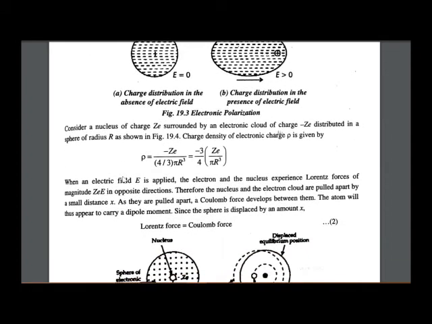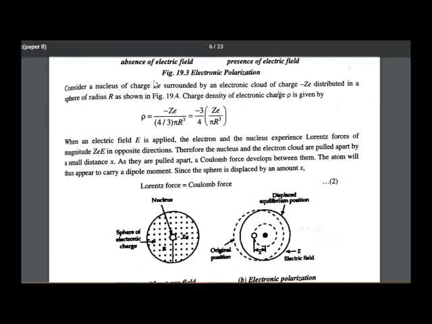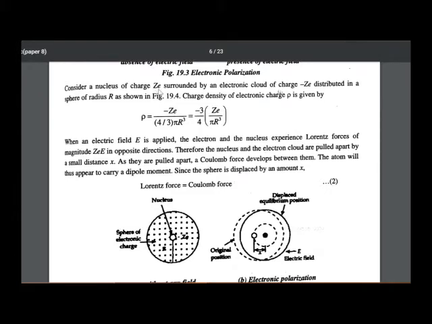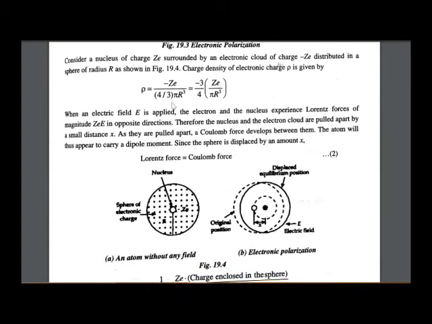Now let us come to the mathematical part related to this. Consider a nucleus of charge plus Ze, where Z is the atomic number. So if Z is the atomic number, the same number of protons will be there in the nucleus. Therefore, the nucleus of charge Ze is surrounded by an electronic cloud of charge minus Ze. The same number of electrons will be there revolving around the nucleus. Therefore, think of a cloud of charge minus Ze distributed in a sphere of radius r as shown in the figure given below, that is 19.4.